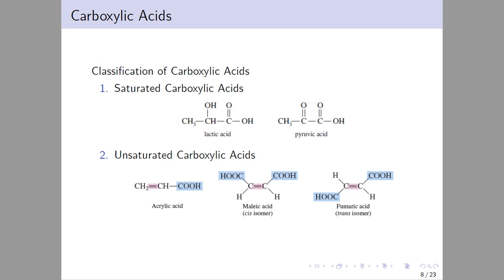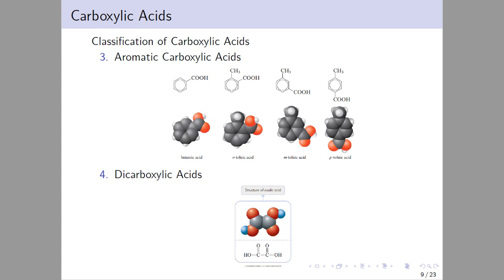So next is the aromatic carboxylic acid, the benzene ring. So we can see that here we have the acid. This also is a carboxylic acid, and this one also we have the aromatic carboxylic acid. Okay, so toluic acid, toluic acid.